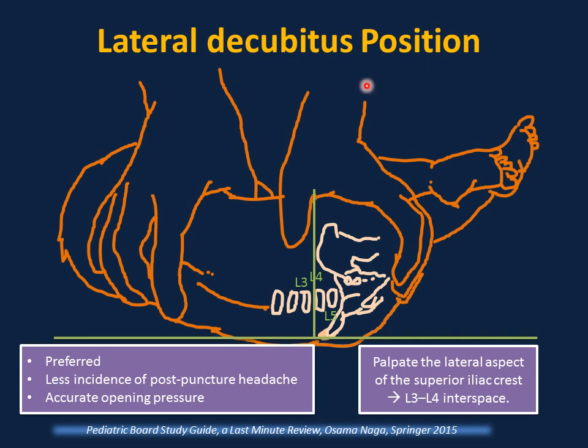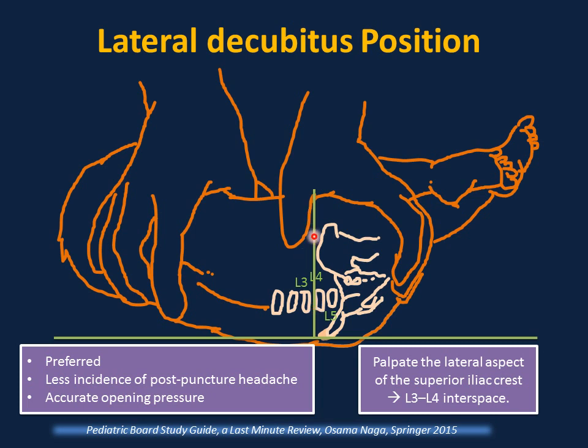Lateral decubitus position is easier and is the preferred position to obtain CSF. It's easier to align the back along the table to be parallel, so this will decrease the chance of an unsuccessful procedure, and also less incidence of post-puncture headache, especially in older children. And this is the position in which you are able to measure the opening pressure.